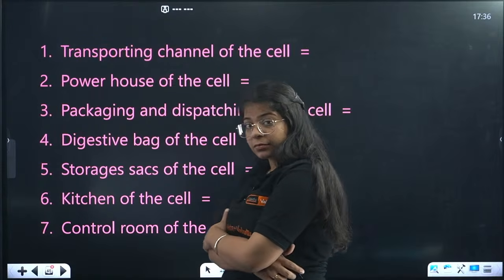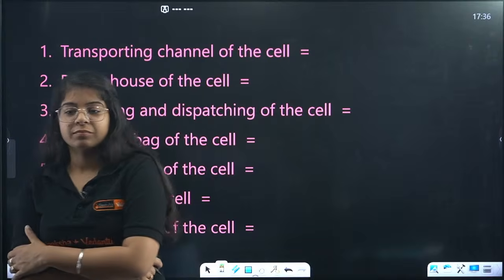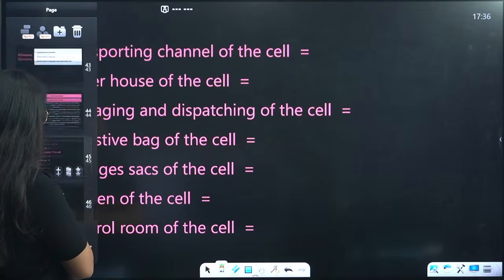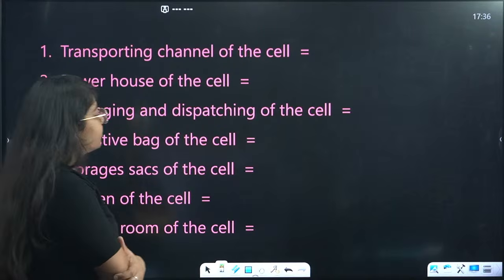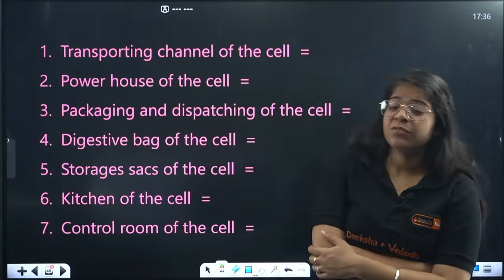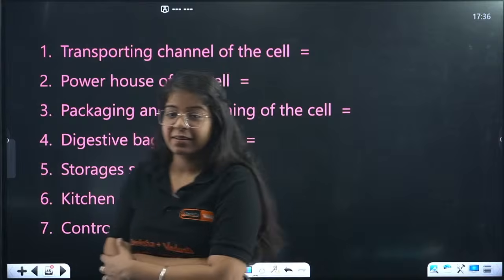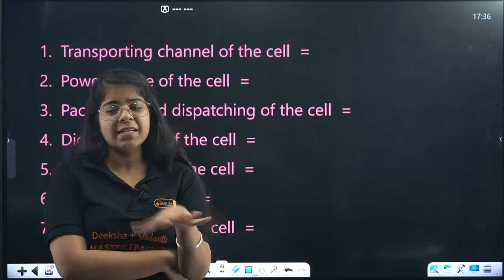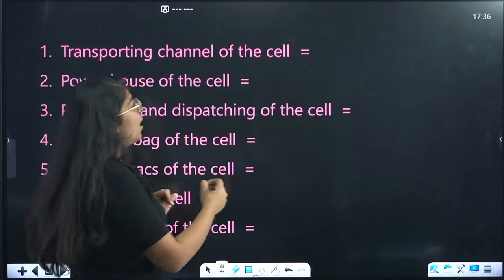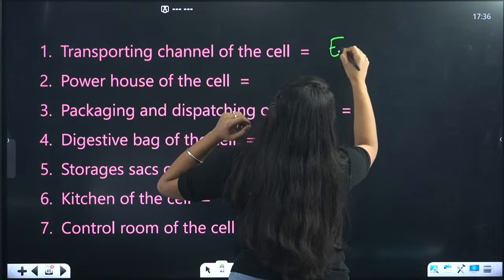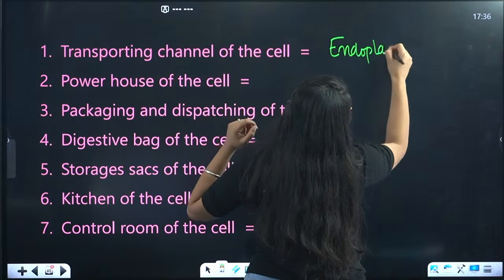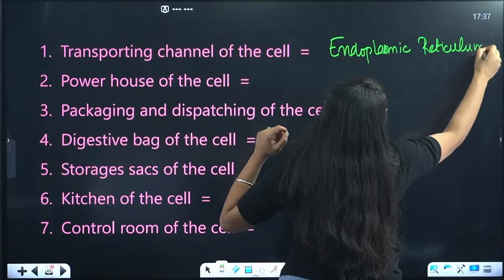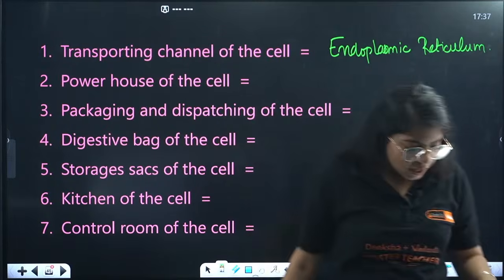RER. The transporting channel of the cell. Bacha, I'm asking about the transporting channel of the cell. If you say RER, you will have to be very specific, right? So you can easily tell endoplasmic reticulum. Just answer normally, that is ER. Yes, endoplasmic reticulum, because SER is also kind of this, right? So this is endoplasmic reticulum. Very good. Now next, what is the powerhouse of the cell?